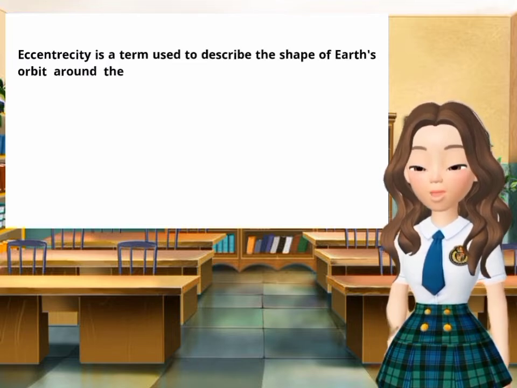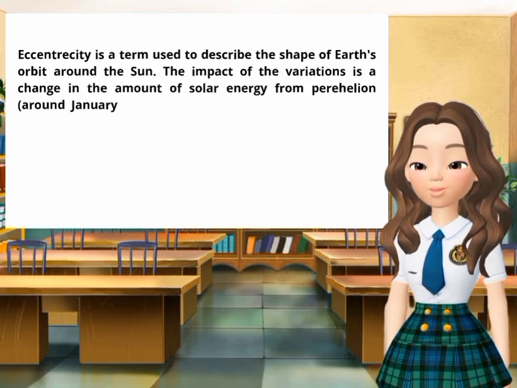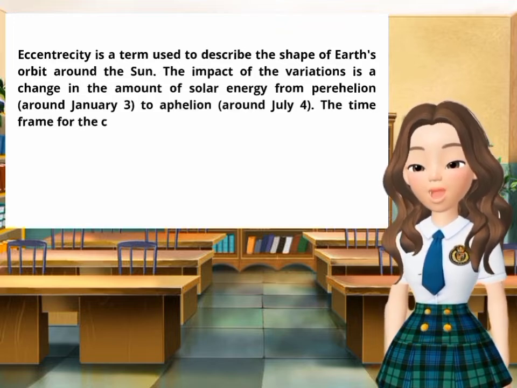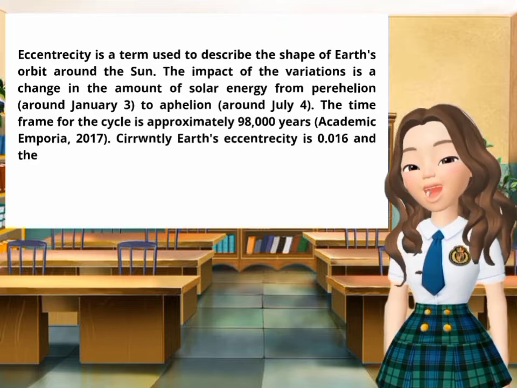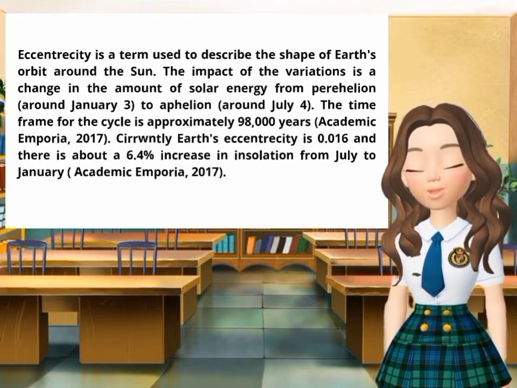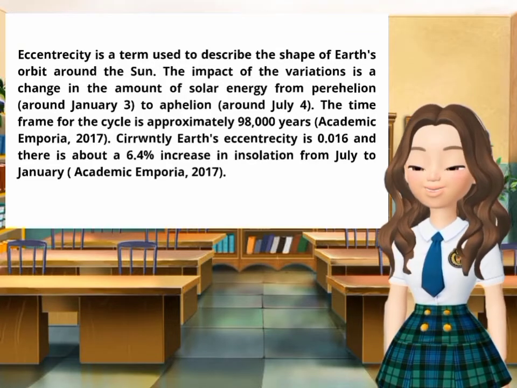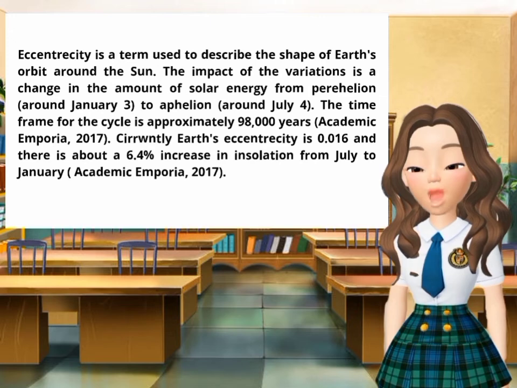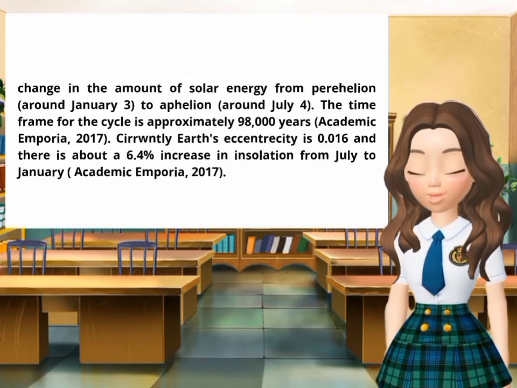Eccentricity is a term used to describe the shape of Earth's orbit around the Sun. The impact of the variation is a change in the amount of solar energy from perihelion around January 3 to aphelion around July 4. The time frame for the cycle is approximately 98,000 years. Currently, Earth's eccentricity is 0.016 and there is about a 6.4% increase in insolation from July to January.